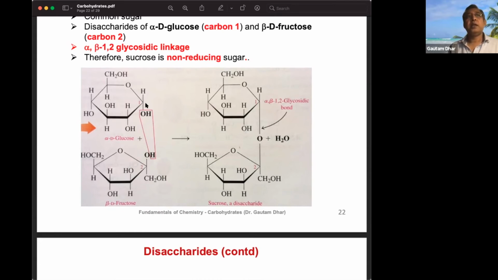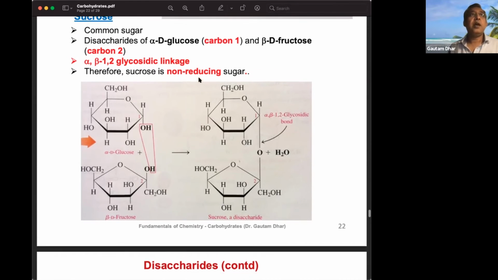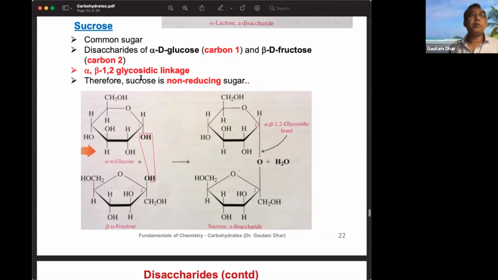Okay. So this carbon is anomeric carbon number 1, and carbon number 2 is also an anomeric carbon. So the linkage is an alpha beta 1,2 glycosidic linkage. Alpha to one and beta to another. The first one is pointing down, so that's alpha, and the second one is pointing up.